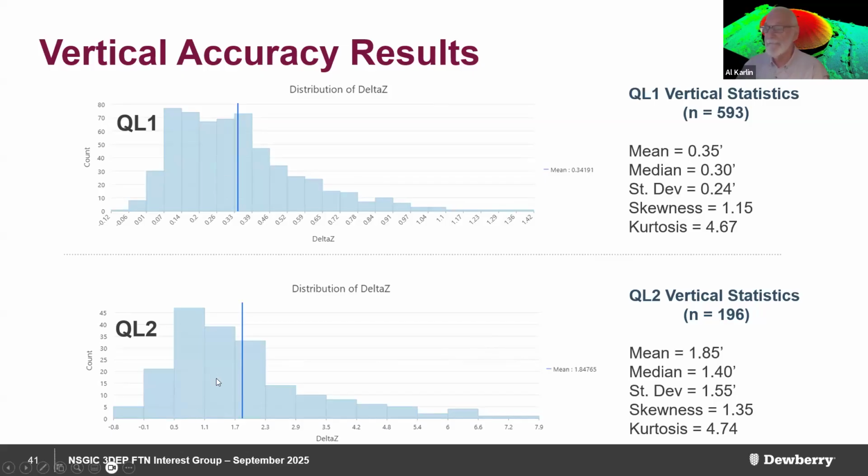looks pretty much the same until you look at the means. The mean now is out at 1.5 feet. And you can see the kurtosis and skewness are about the same, but the mean, median, and standard deviations are really huge. So I said, well, okay, let's pretend, because we get some really huge differences here, that this is QL2 data. Maybe it hit water or something weird.